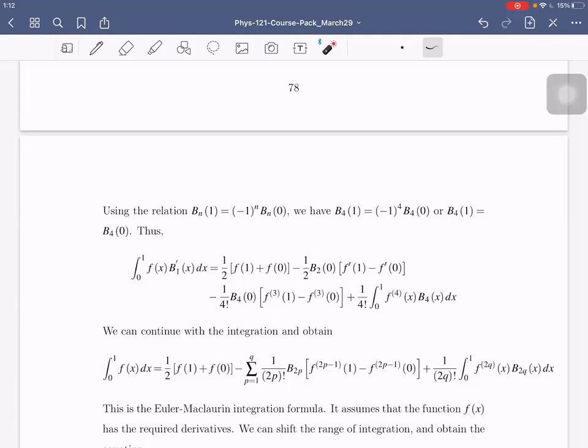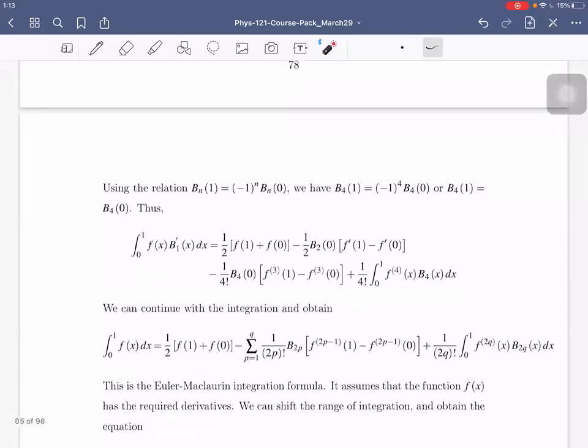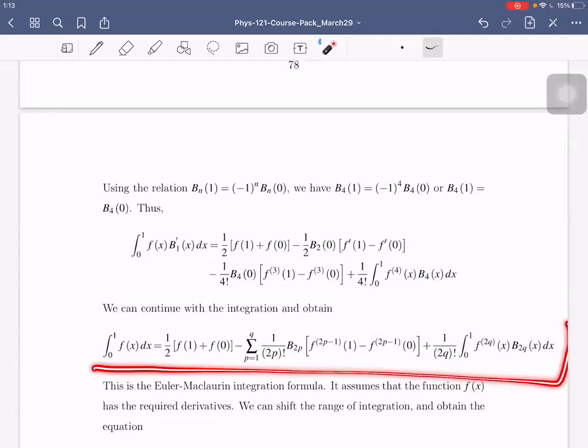So anong mangyayari ngayon? We now have this expression. Ito yung una natin nakuha. And then secondly, ito, 1/2 b sub 2 of 0 times quantity f prime of 1 minus f prime of 0. Minus 1 over 4 factorial, b sub 4 of 0 times quantity, third derivative of f evaluated at 1 minus third derivative of f evaluated at 0. And you have this one. So we can continue to do that, and we have this generalization.